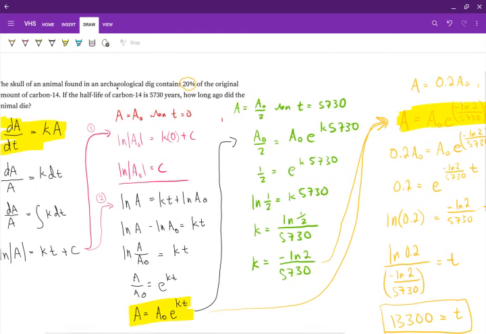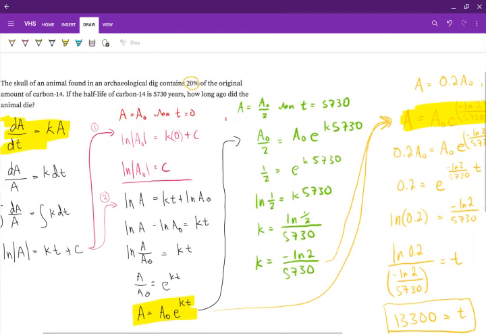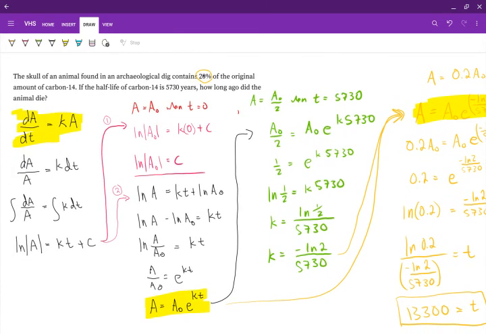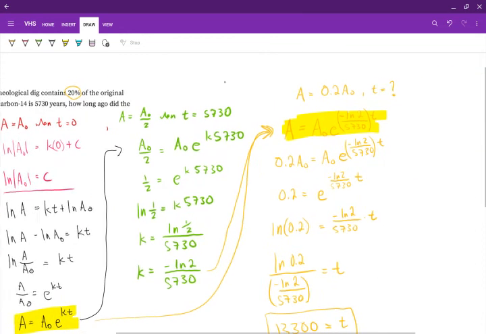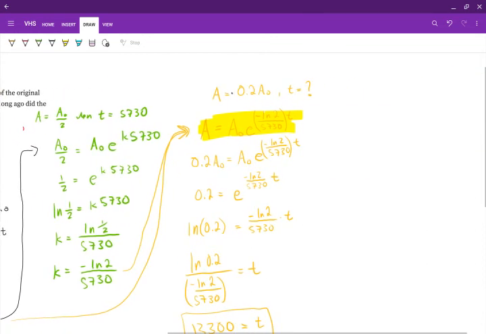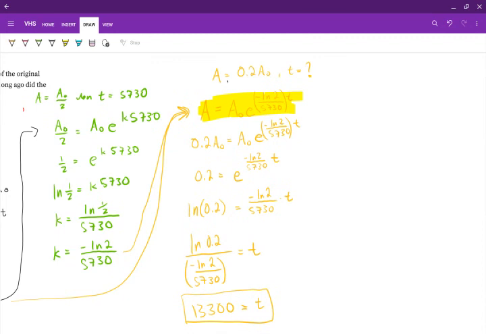Taking this into consideration, we now want to find the time for when 20% is left. So I'm going to set these conditions up. My amount is 20% of the original amount when t equals what? And I'm solving for t. So I take all this information and plug it into here. So 20% of A0 is going to be my amount. Again, my A0s cancel, and I'll roll through and be able to solve for this t value.